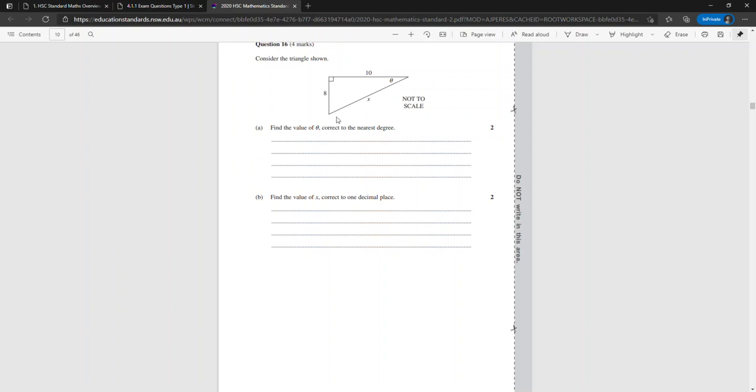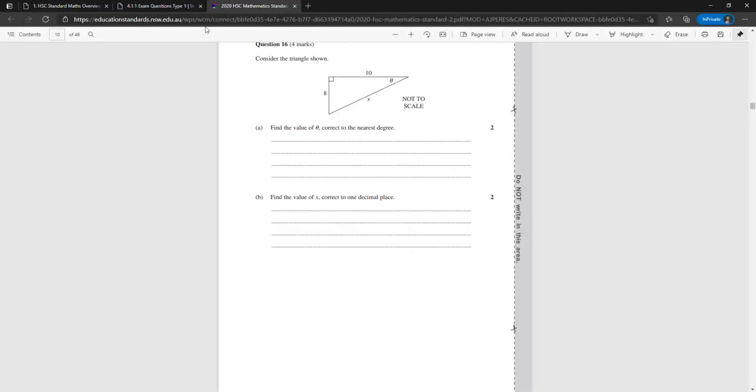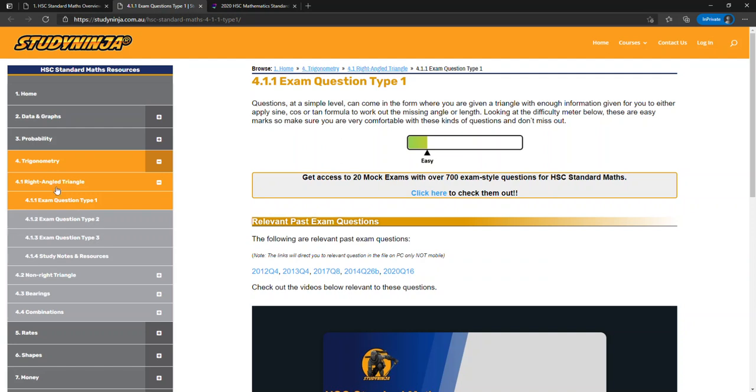So you're given a triangle and you're asked to calculate this theta and the value of x. Can't get any more straightforward than this. So let's go here. All you need to know are certain properties of a right angle triangle. If you go and check out our notes, you will get everything that you need to know. It's under right angle triangle, and you can also find it in the study notes as well.